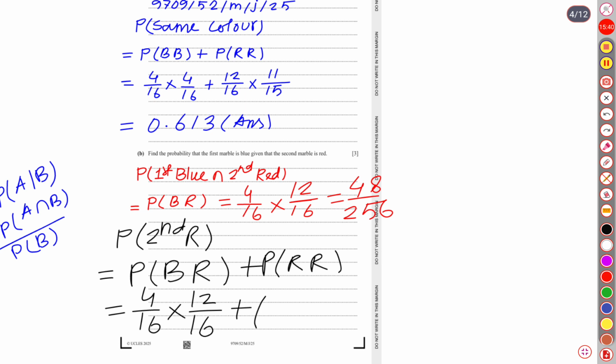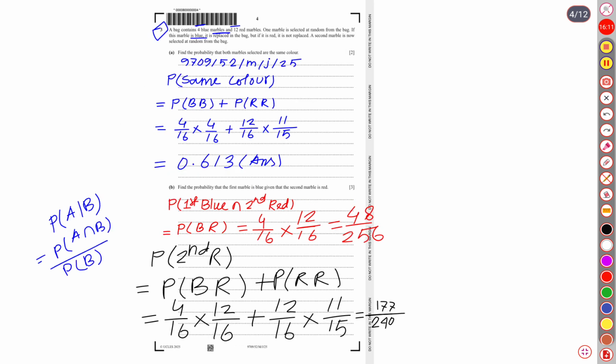Or if first one is red, it was 12 over 16, and remember whenever a red marble is picked up then there is no replacement, so both of them have been decreased, 11 over 15. So finally our result, using our calculator, is going to be 177 over 240. So the probability of a second red is 177 over 240.